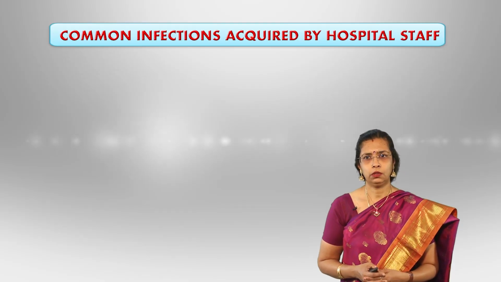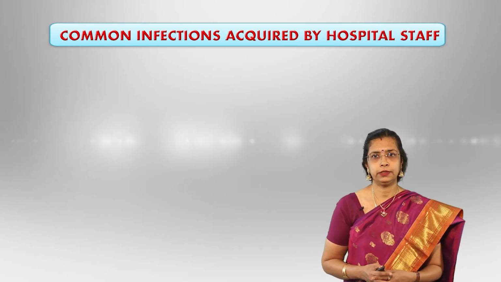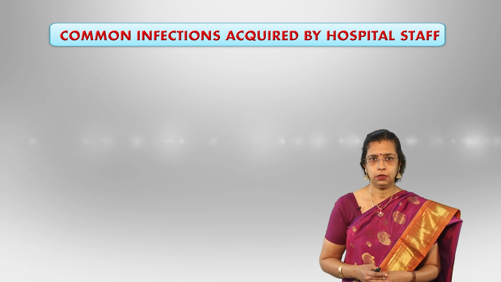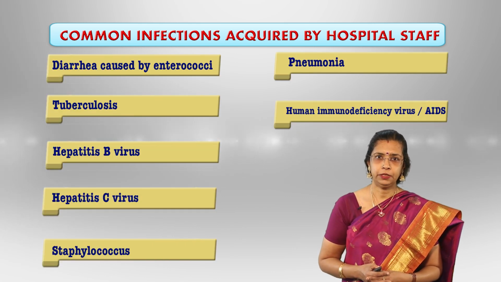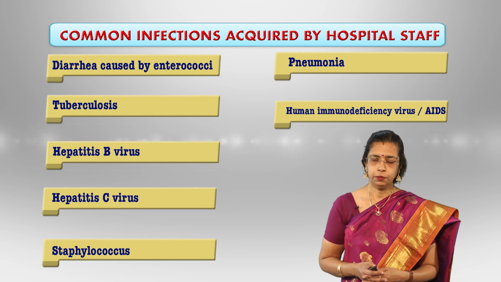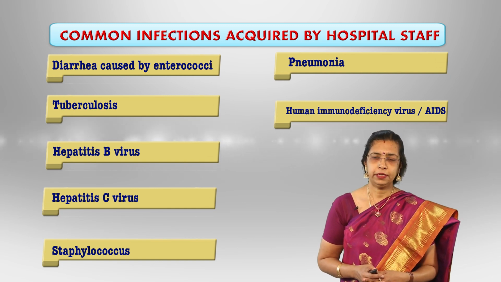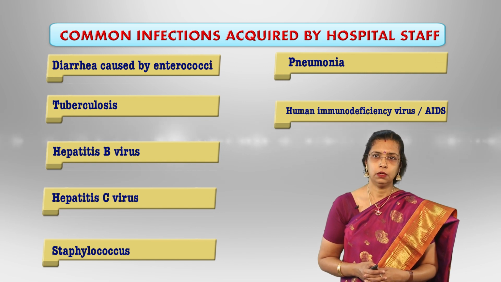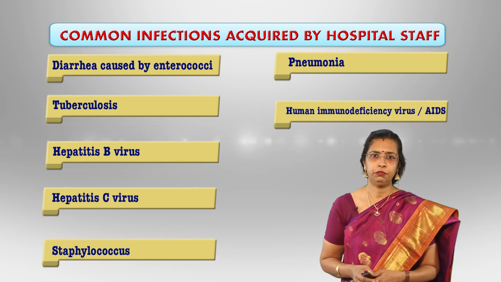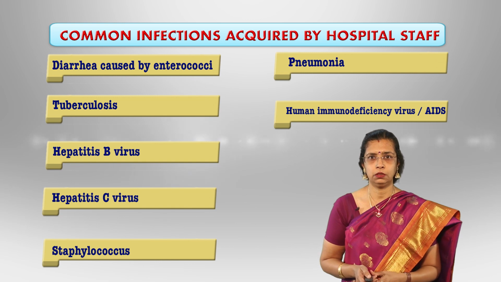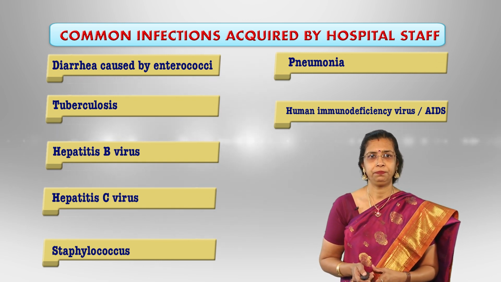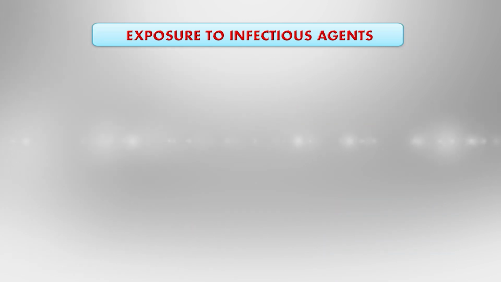Now let us list some of the common infections that are acquired by hospital staff. First, it could be diarrhea that is caused by the enterococci, tuberculosis, hepatitis B virus, hepatitis C virus, staphylococcal infections, pneumonia and human immunodeficiency virus, which are to be listed as some of them.